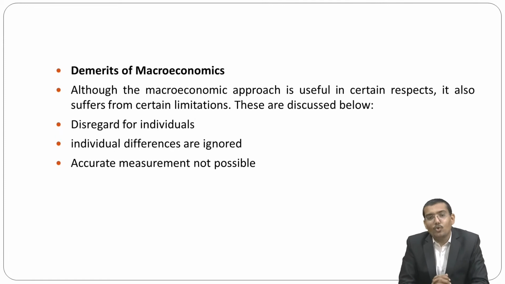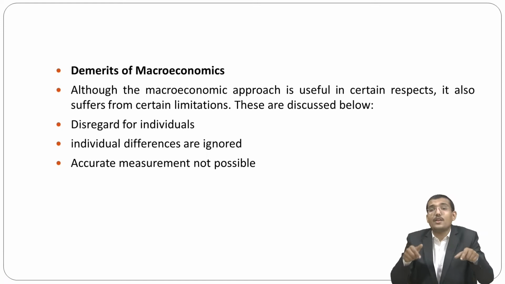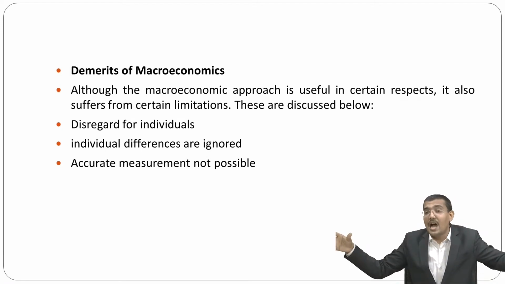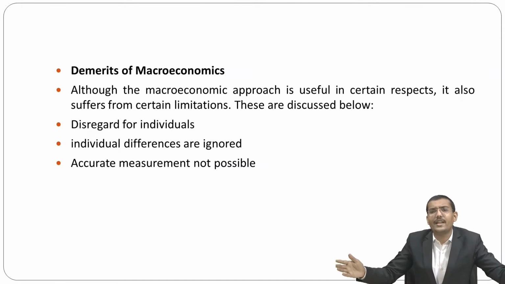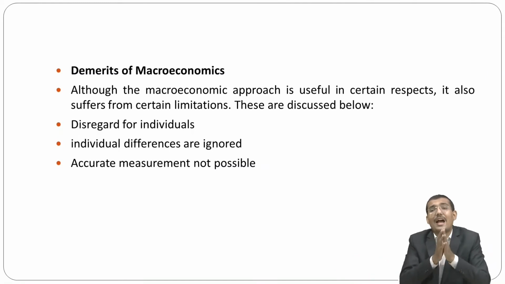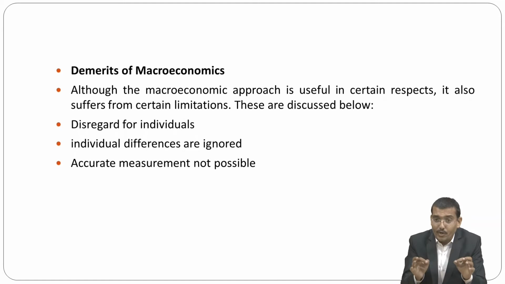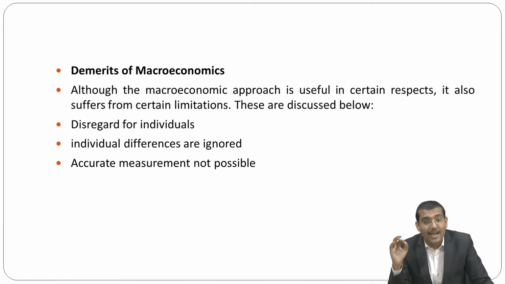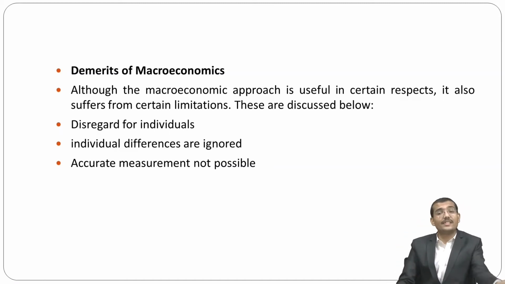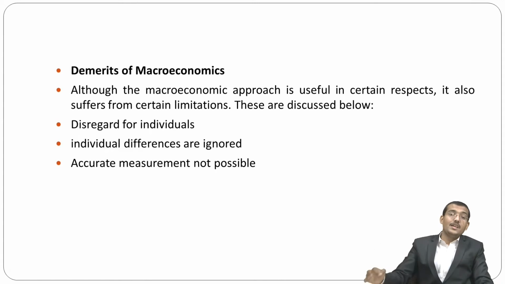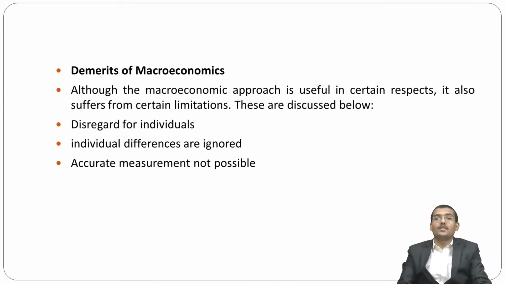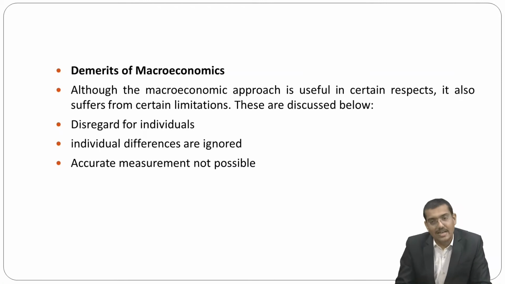Then accurate measurement is not possible. Why, my dear friends, are accurate results not possible? Just because the amount of data is very large, or we can say the activities or analysis are at a large level. At that point of time, there is some accuracy that is not measurable in nature, and that's why we can take this limitation as accurate measurement is not possible in macroeconomic analysis. So these are, my dear friends, the demerits of macroeconomics.